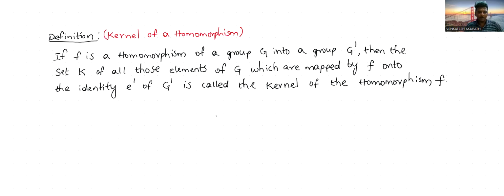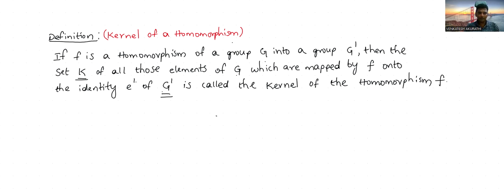Here, I am discussing the definition of the kernel of a homomorphism. If F is a homomorphism of a group capital G into a group G dash, then the set K of all those elements of capital G which are mapped by F onto the identity element E dash of G dash is called the kernel of the homomorphism F.